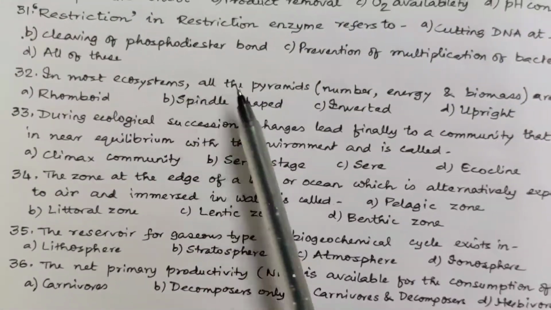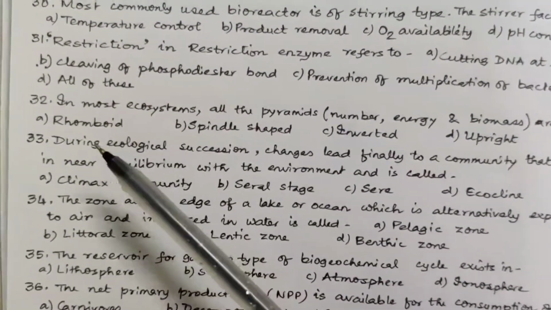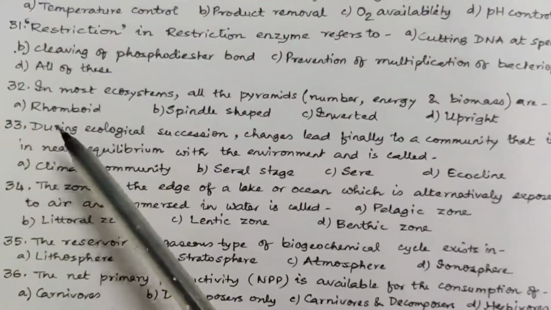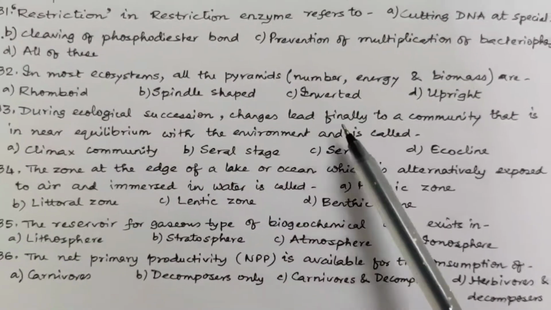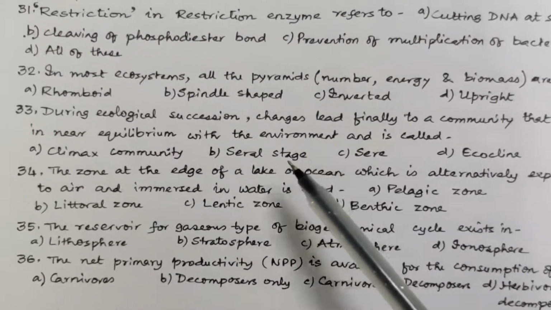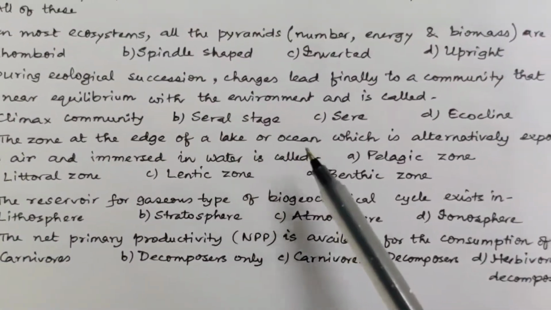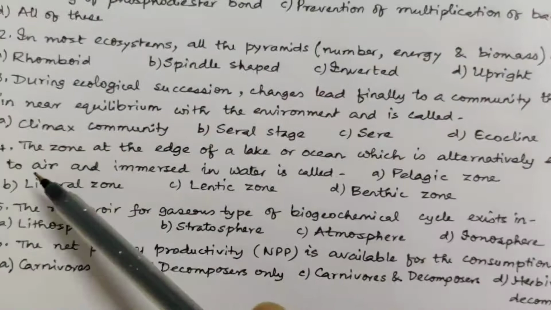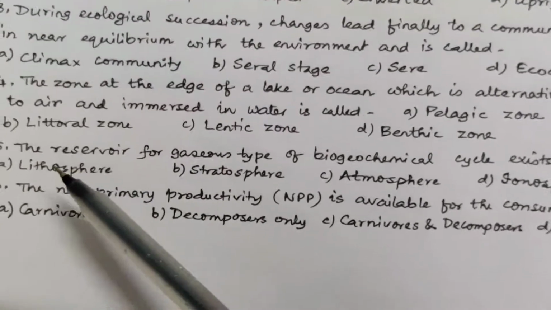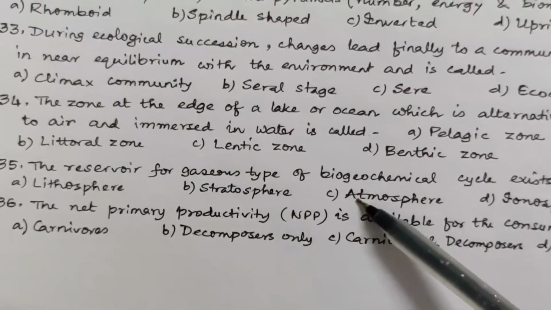In most ecosystems, all the pyramids, pyramid of number, pyramid of energy and pyramid of biomass are upright. During ecological succession, changes lead finally to a community that is in near equilibrium with the environment and is called climax community. The zone at the edge of lake or ocean which is alternatively exposed to air and immersed in water are called littoral zone. The reservoir for gaseous type of biogeochemical cycle exists in atmosphere.